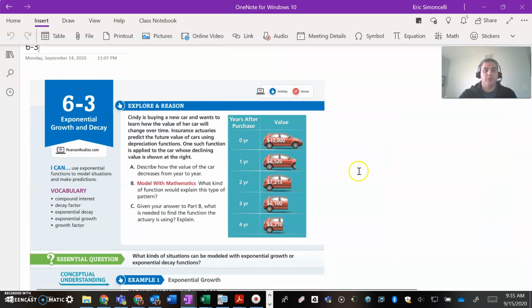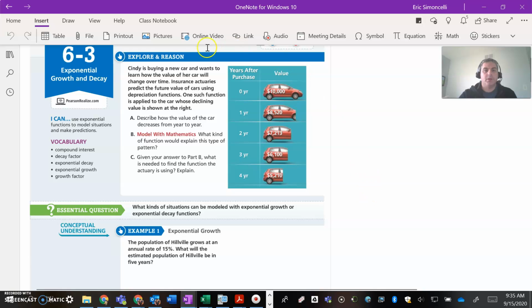So as we jump in to the explore and reason portion again, please take a look at it on your own. We will be able to apply problems like this later in context once we complete the lesson.